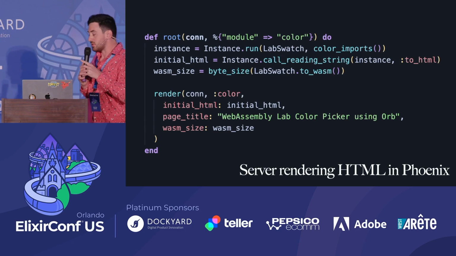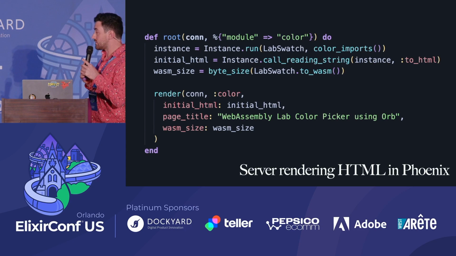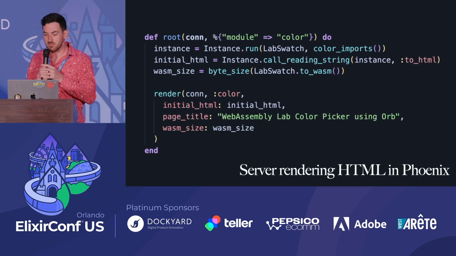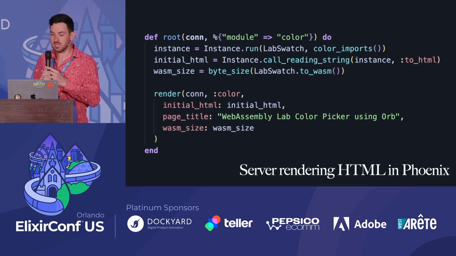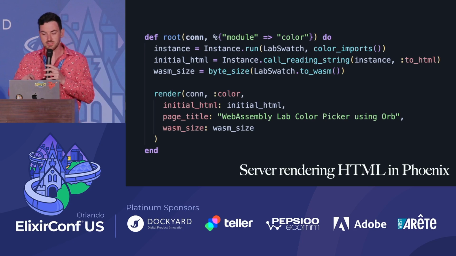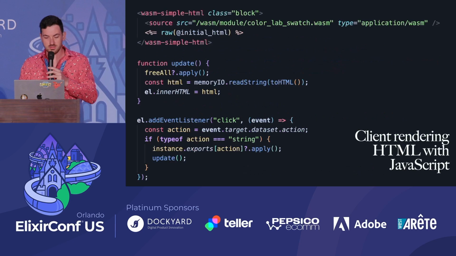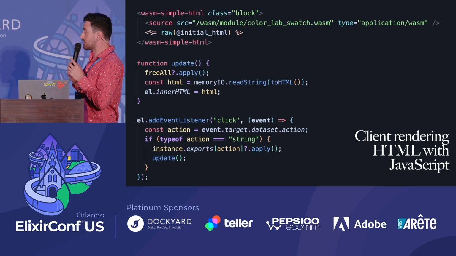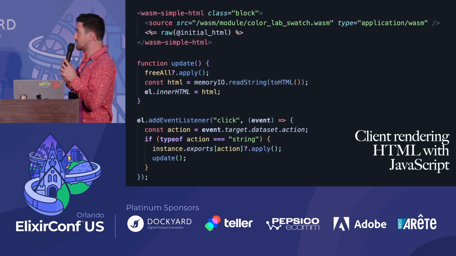So here's that module, the code for defining the module. Here's how you might use it. We call the toHTML function on that instance, and then we get that initial HTML and pass it to the template. On the other side, we've got a little custom element that accepts that initial HTML. You can see the raw there on the third line.